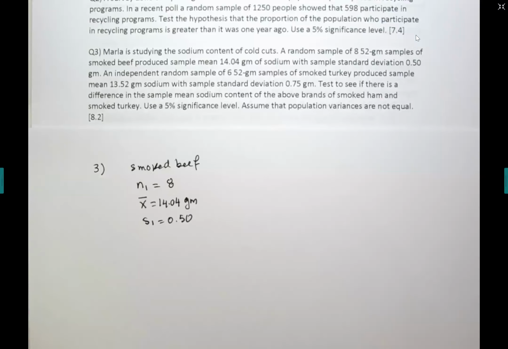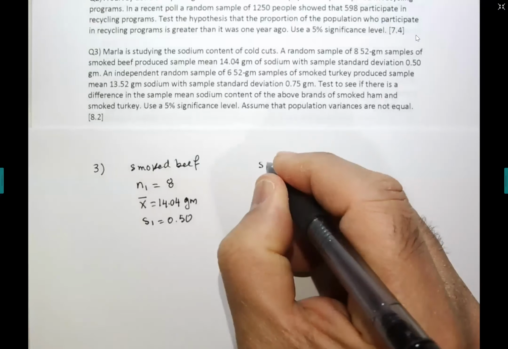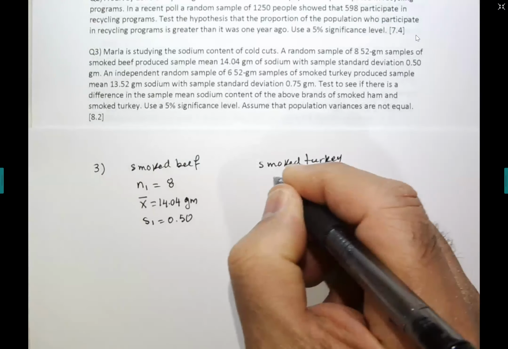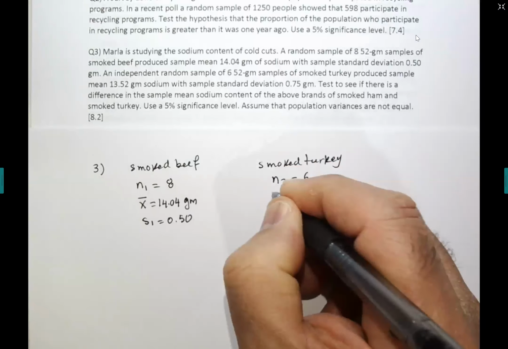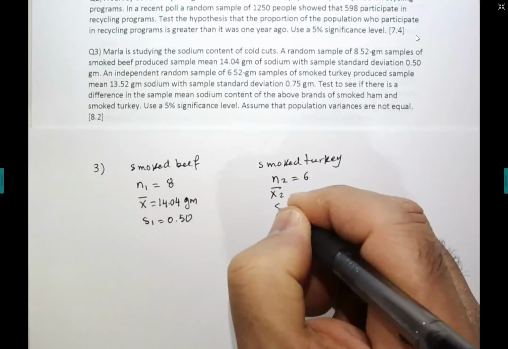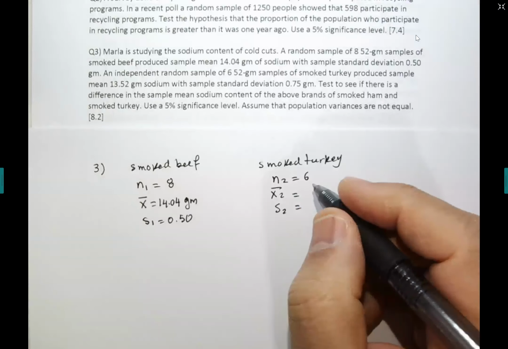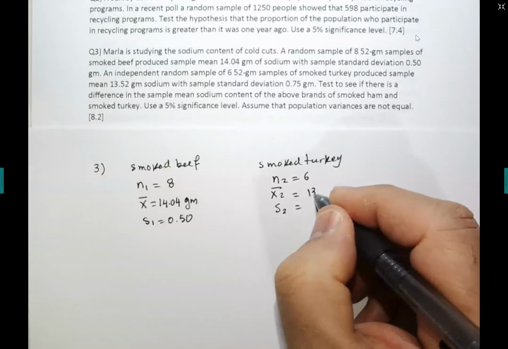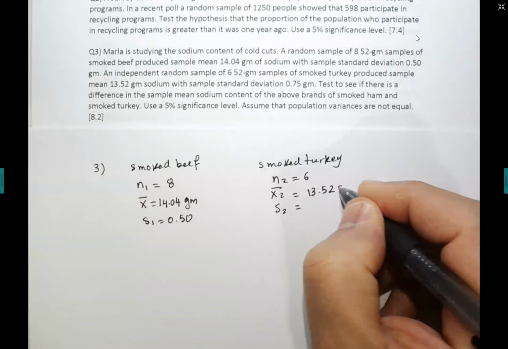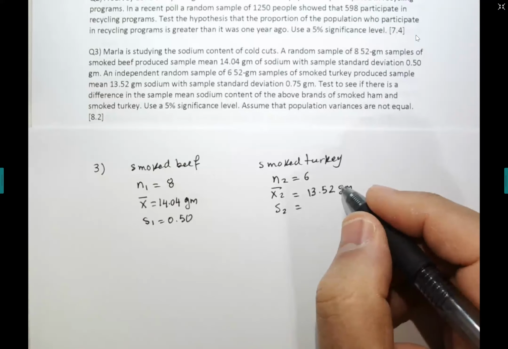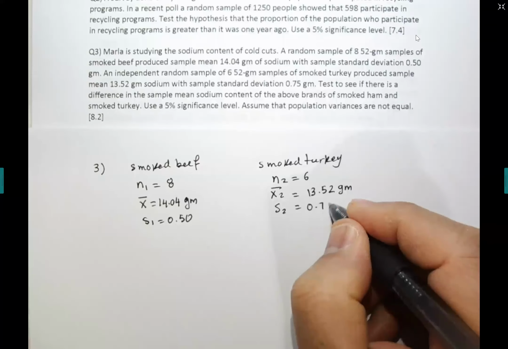An independent random sample of 6 samples of smoked turkey. So now smoked turkey. N2 is 6. He's going to give us X bar, and he's going to give us S2 as well. Produce a sample mean of 13.52 grams of sodium with a sample standard deviation of 0.75.